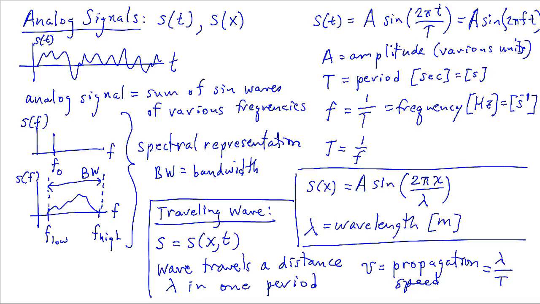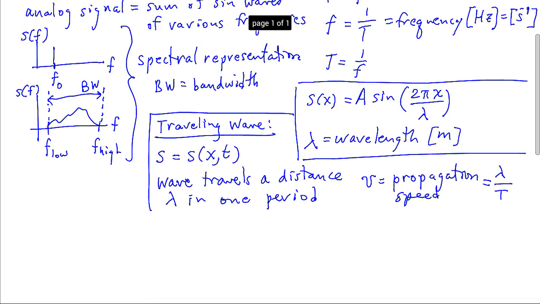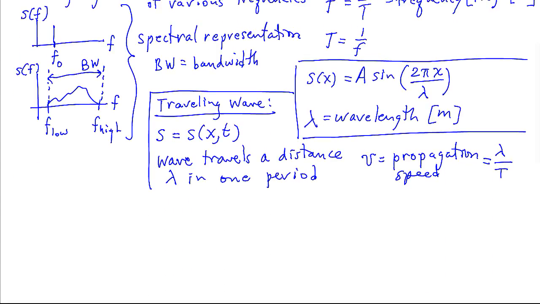Okay, and I can add the units to this. This is meters per second velocity, and lambda is in meters, and T is in seconds. And so those two are equal. And that works out. So those are the basic equations that you need for the analog waves, or the continuously varying waves.